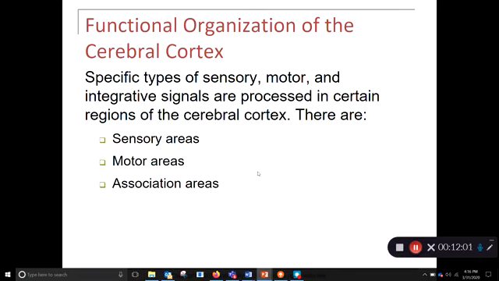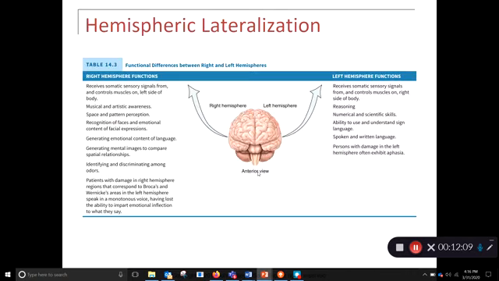So, summary, you'd have sensory areas, you got motor areas, and you got the association areas that help combine everything together. And a couple more quick things.